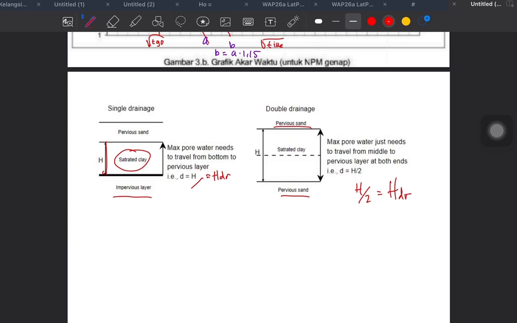To simplify, single drainage is on an impervious layer, and double drainage is bounded by two pervious sand layers.